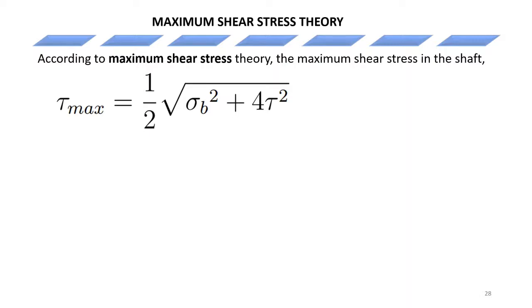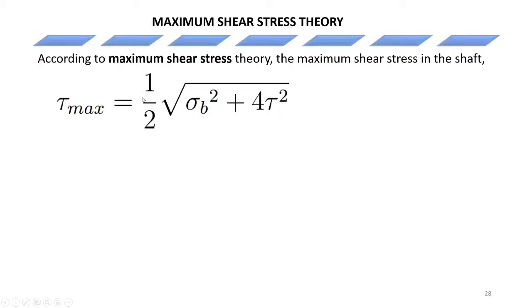And it states that the maximum shear stress in the material or in the shaft is equal to 1 on 2 times the square root of the bending moment in the material square plus 4 times the shear stress in the material square. Alright, so here you will see the presence of bending moment, and you see the presence of the shear stress or bending stress and the shear stress.